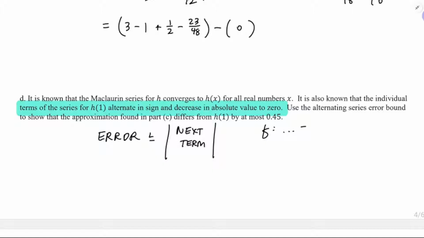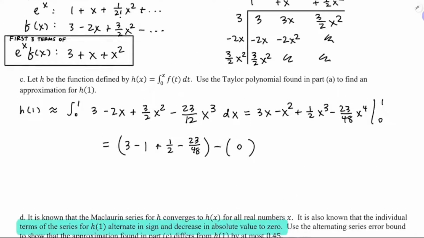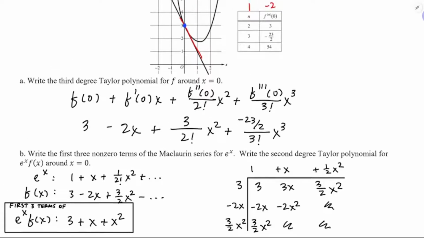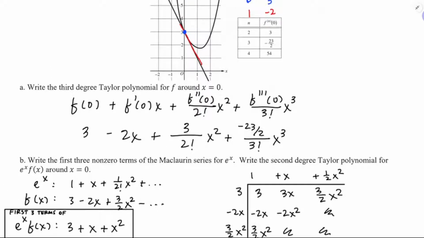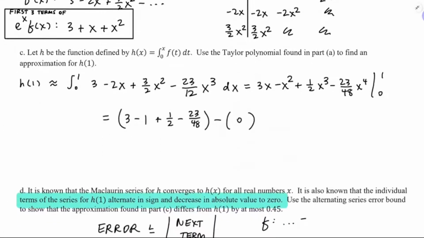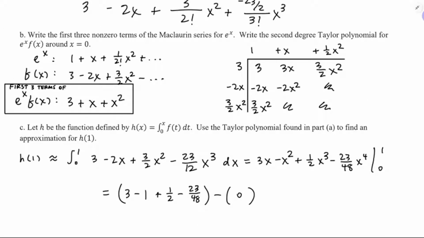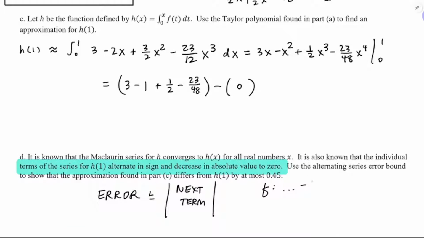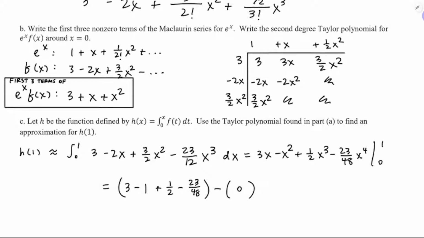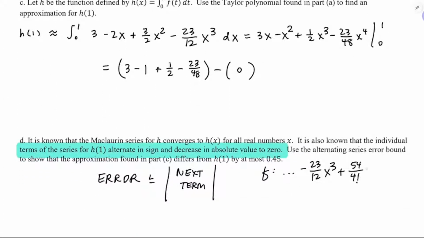Okay, so at this point, I think I need to backtrack a little bit and go back to the Maclaurin series for f. Okay, so the first neglected term for that one would have been n equals 4, so that would have been 54 over 4 factorial x to the 4. So what was the last one I did right? It was negative 23 over 12 x to the 3. And then the next one was going to be plus 54 over 4 factorial. Let me make sure that's what that was, right? Yeah, 54 over 4 factorial x to the 4.